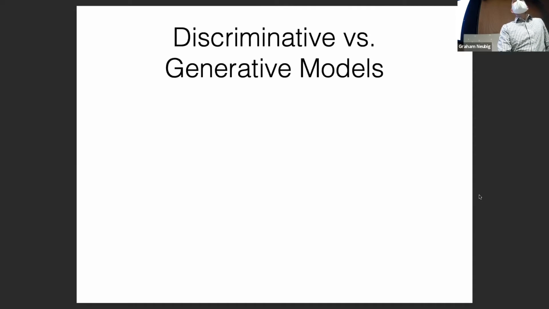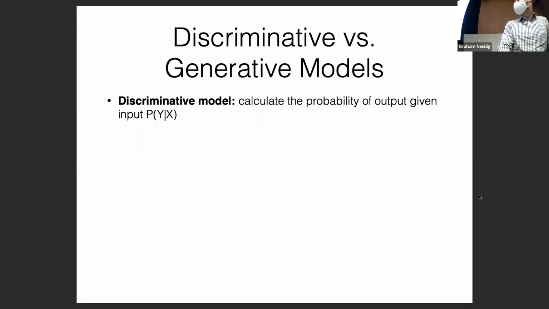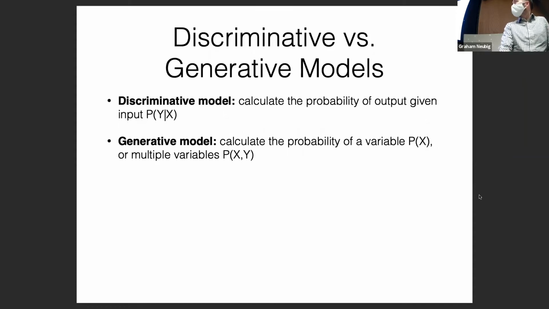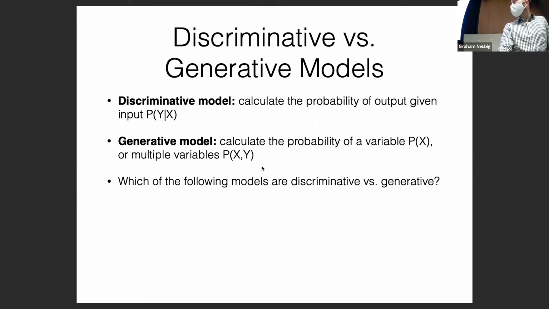Going back to the very beginning of the class, when I talked about discriminative versus generative models, most of the models we've handled in this class are discriminative models, where we calculate the probability of an output y given an input x. Generative models can calculate the probability of a variable x, or multiple variables x and y. So we either just have the probability over x, or we can define multiple variables. Just as a little bit of practice, which of the following models are discriminative versus generative? Let's say we have a BiLSTM part of speech tagger or a BERT part of speech tagger. What kind of model is that?